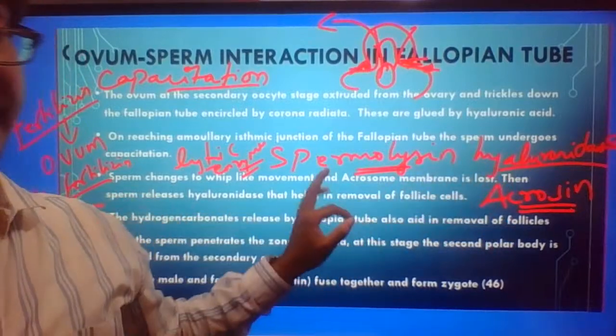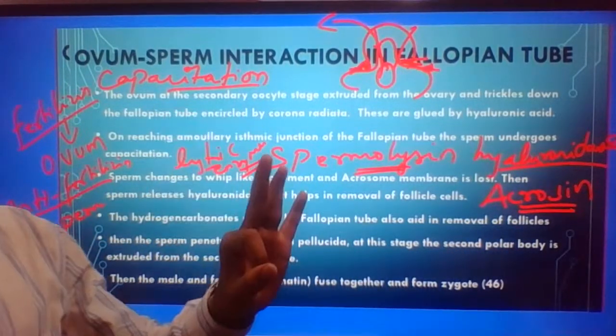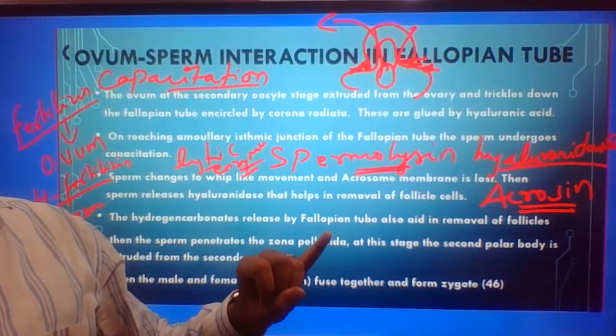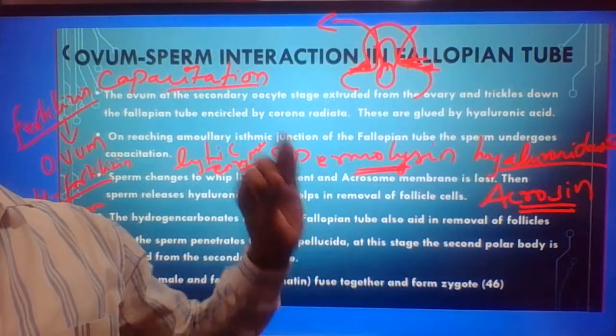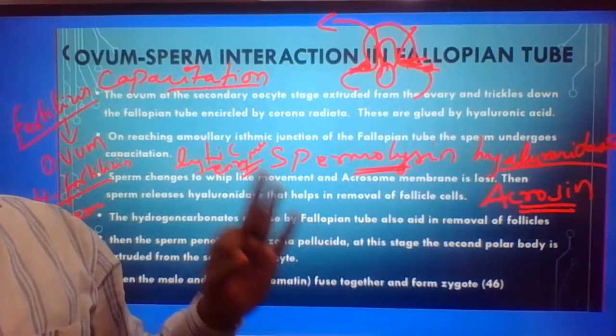So this is what happened in the case of spermatogenesis. We saw three things: one is the corona digesting enzyme, the hyaluronidase enzyme, and the third is the acrosin enzyme. All these three come under spermatogenesis.